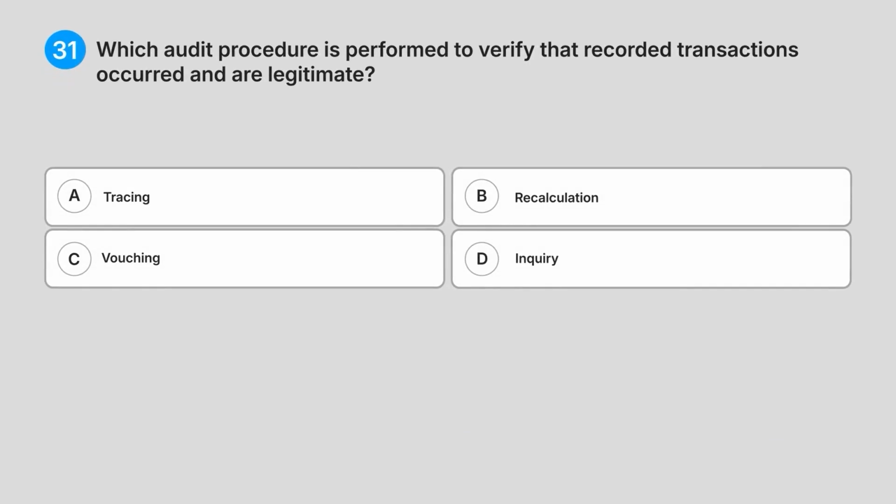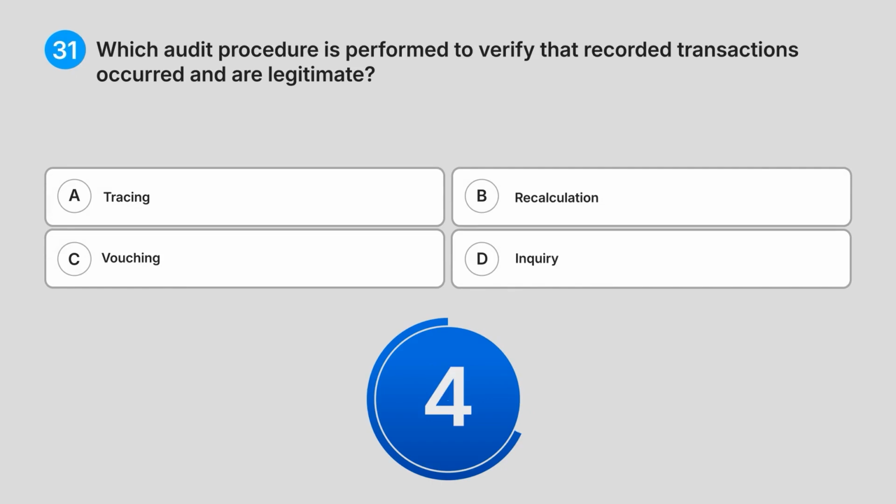31. Which audit procedure is performed to verify that recorded transactions occurred and are legitimate? A. Tracing. B. Recalculation. C. Vouching. D. Inquiry. Can you guess the answer?